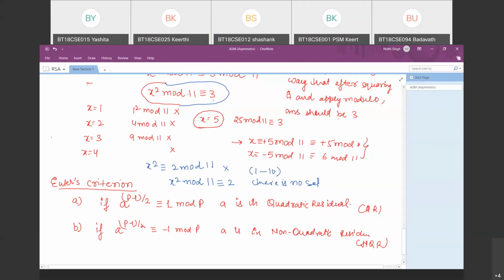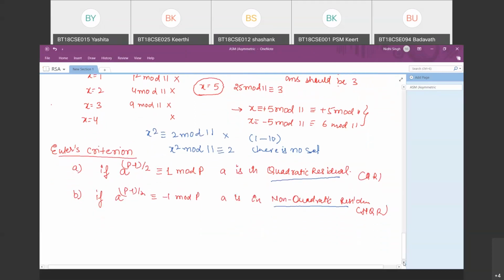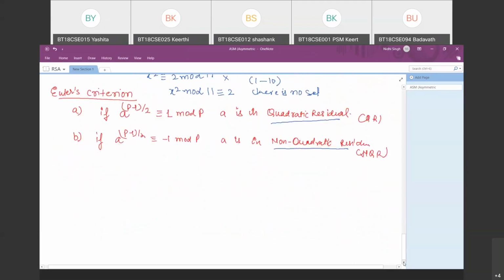So when a solution exists, we can say that this type of equation, where a is 5 here, comes under the quadratic residue. If a solution does not exist, then we can say it lies in the non-quadratic residue set. So Euler's theorem gives a shortcut: instead of performing hit and trial, you can apply this formula to judge whether it lies in the quadratic set of residues or the non-quadratic set of residues. So just test it.